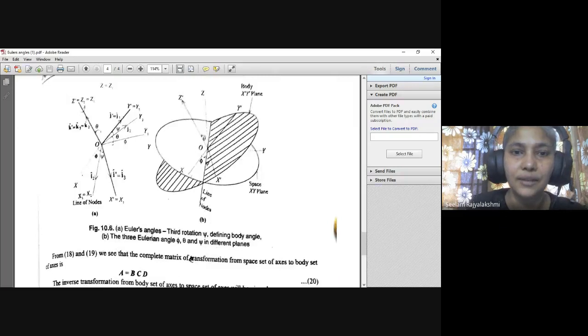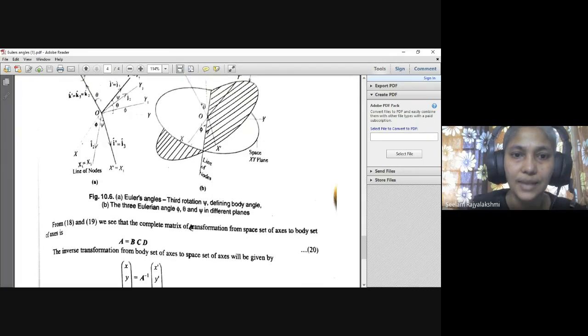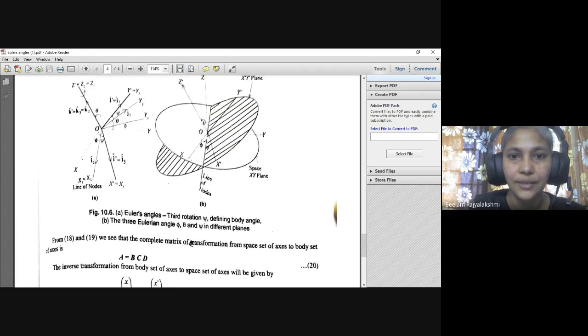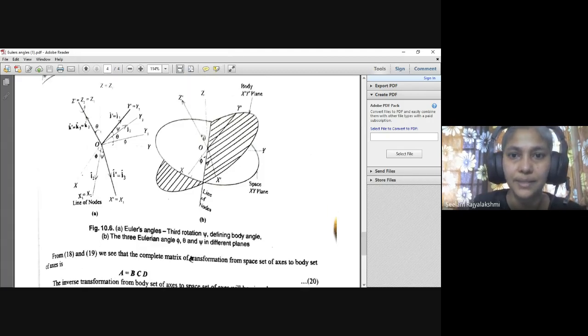So here we can observe the coincidence of the body xy plane and the body set of axes. Euler's angles, third rotation psi, defining the body angle. So the three Eulerian angles phi, psi, theta in different planes we can observe here. This is the intersection part. This is the space xy plane and this is the body xy plane. So we can observe an intersection here.